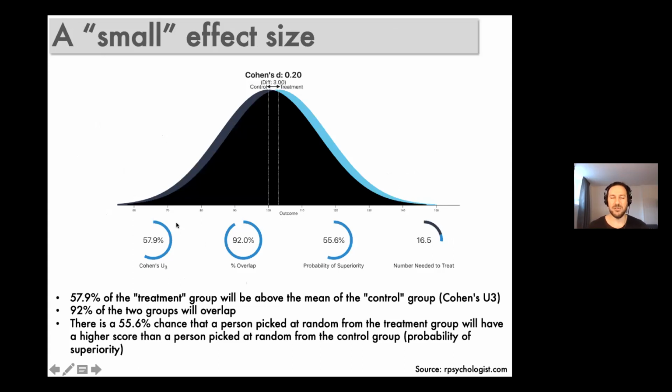I think it's handy actually visualizing and explaining what these small, medium, and large effects are. Quite often when I actually show people, they might go, well, I'm powering my study for a small effect. I'm like, okay, but do you know what a small effect actually looks like? And when you visualize it in this way, by actually looking at the difference in these distributions, you can see it's actually not that much. So for instance, when you're looking at a small effect size, 57.9% of the treatment group is above the mean of the control group. That's not very much. And 92% of the groups overlap for a small effect size. So the effect of a small effect size is really, really small.